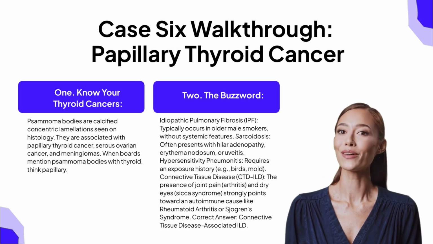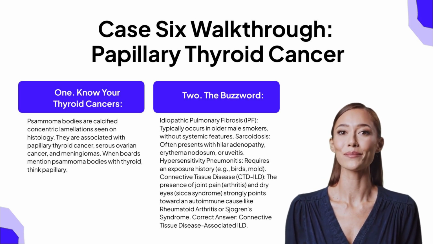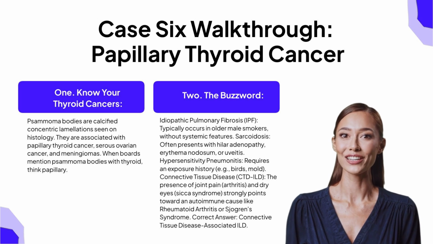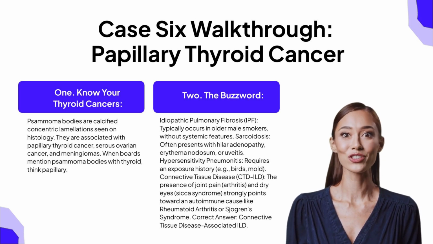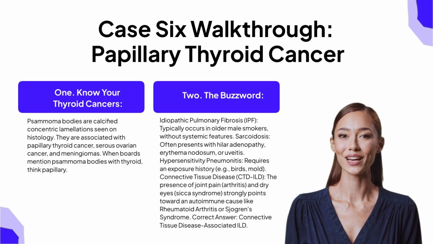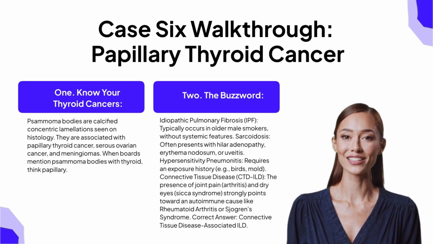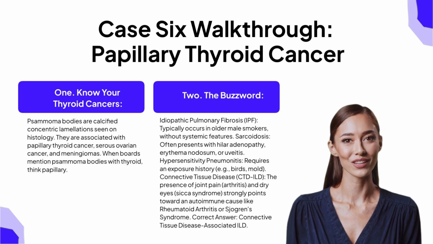Papillary is the most common and has the best prognosis. Its buzzword is psammoma bodies, those concentric calcifications on histology. It also shows orphan Annie eye nuclei. It spreads through lymphatics to cervical lymph nodes. Follicular cancer spreads through bloodstream to bone and lungs.